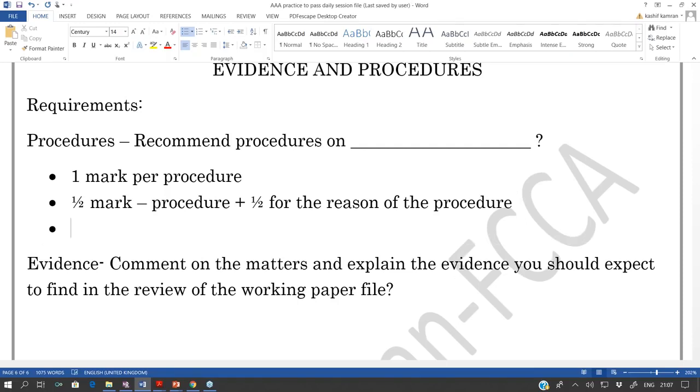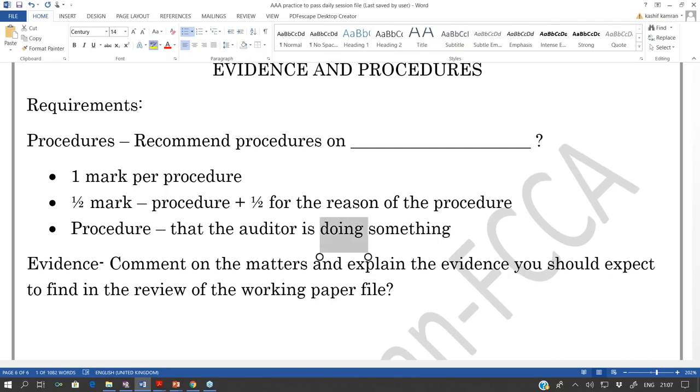Now, when you think about a procedure and you have a literal clear meaning of the word procedure, procedure means that the auditor is doing something. The emphasis is on doing. The auditor is doing something because it's a procedure. And when we speak of procedure, procedure means you are doing something. So doing is a verb. Doing is the verb.